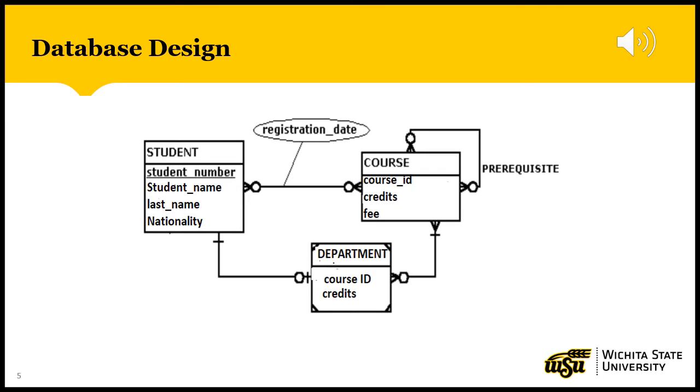In department we are showing the entire department, like course ID and their credits. And this department is linked to the course. Based on the department, course details were shown. Course details includes course ID, credits and fee.